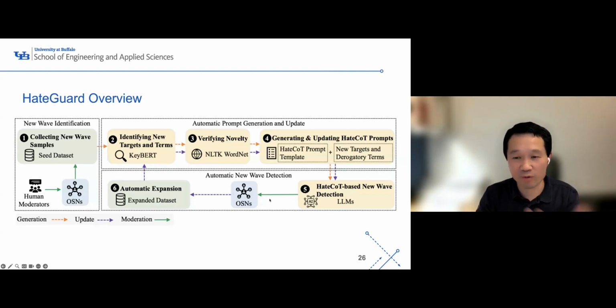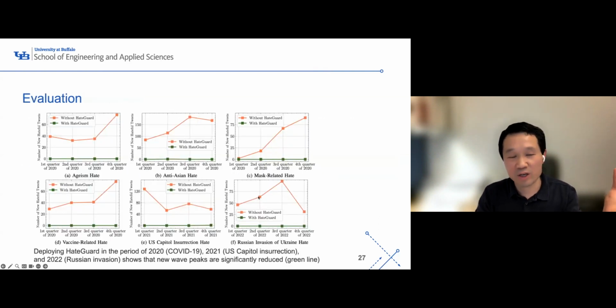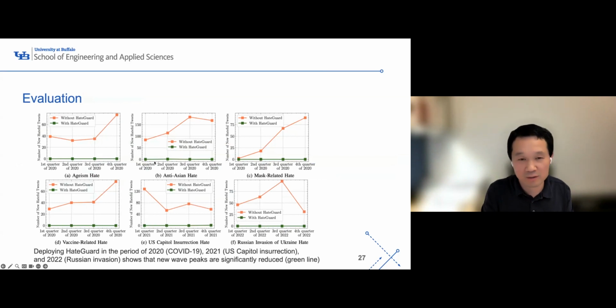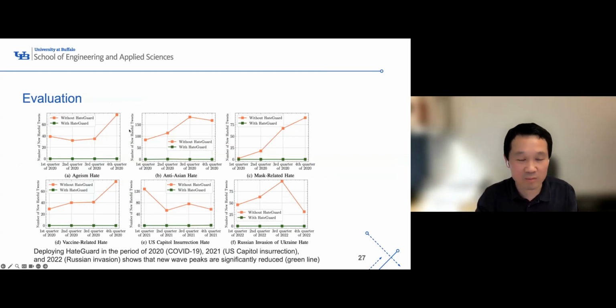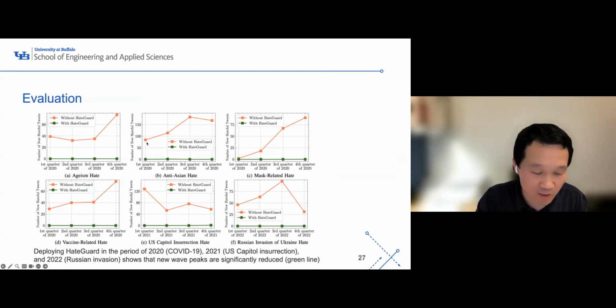We have demonstrated this by building the system. We can see our system can reduce those new waves of hate a lot. Without our system, we can see some new waves of hate, but once we deploy our system, it can reduce them a lot.